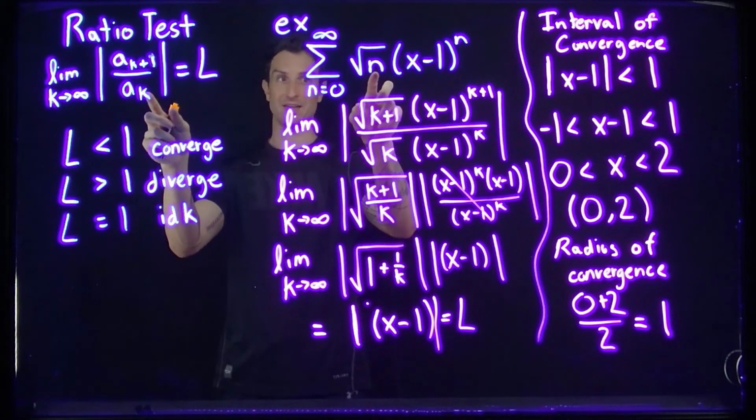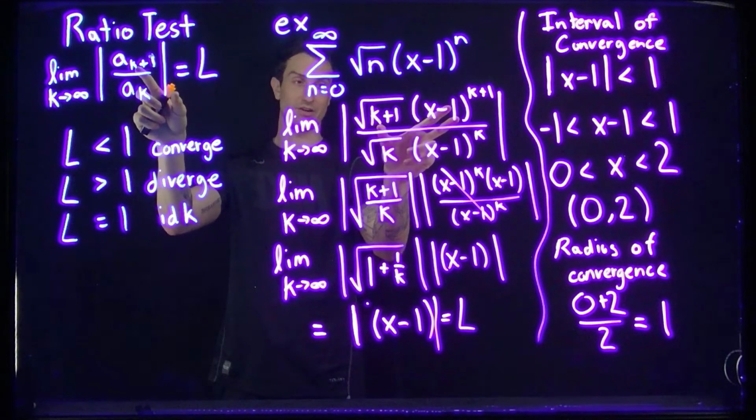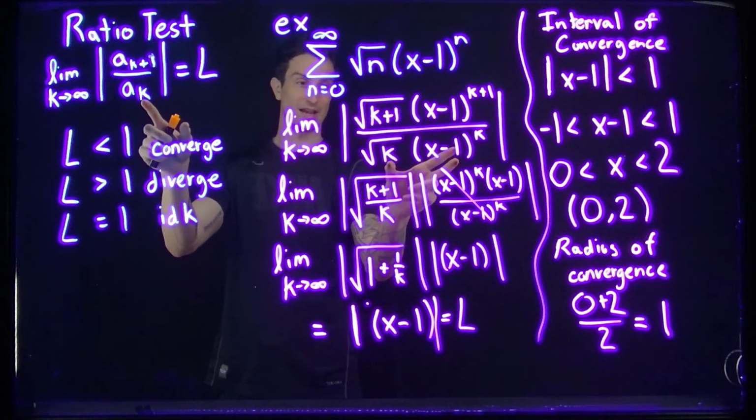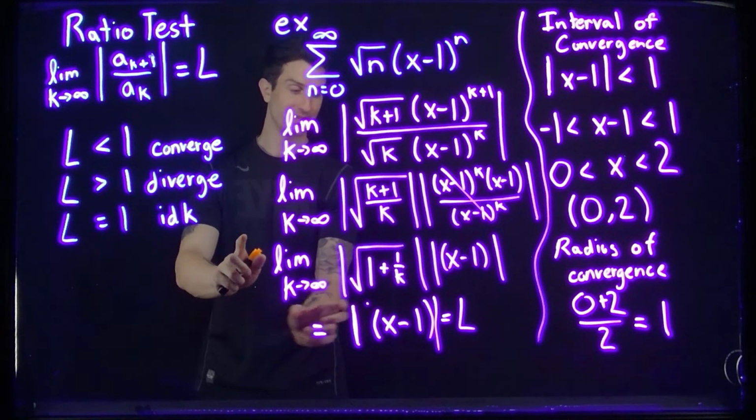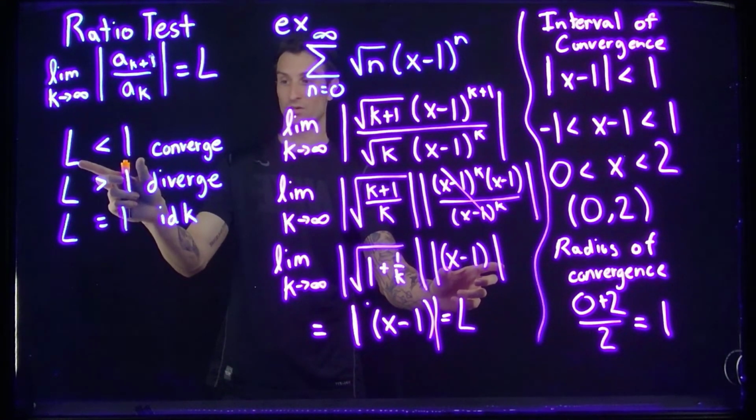After that, instead of having n, we want to plug in a k plus 1. So that's what we have here in our numerator. And instead of plugging in n, we want to plug in a k. That's what we have in our denominator. We make our simplifications. We take our limit. In this case, we ended up with an x minus 1.